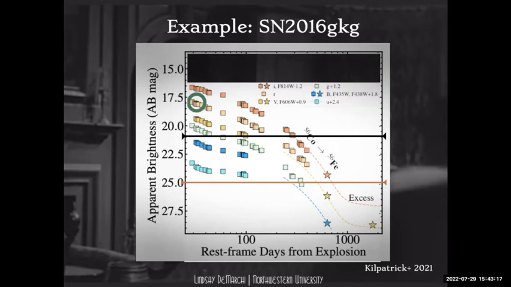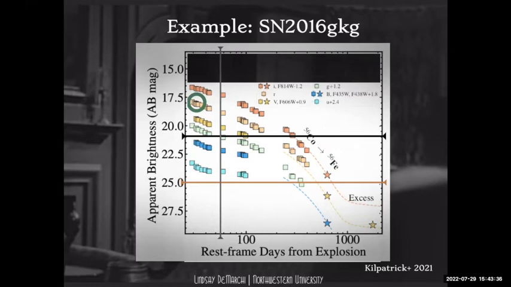Because our current surveys are limited by about 21 mag, this is important if we want to see more events like this. But most importantly, at least for me, is that radio observation or radio follow-up normally kicks on at about 40 days. And that's where I've drawn this vertical line.